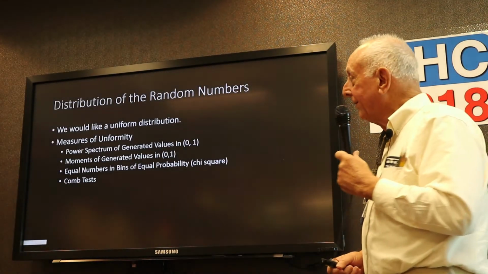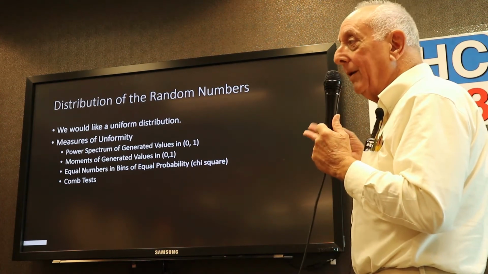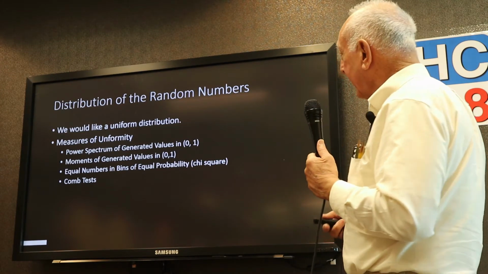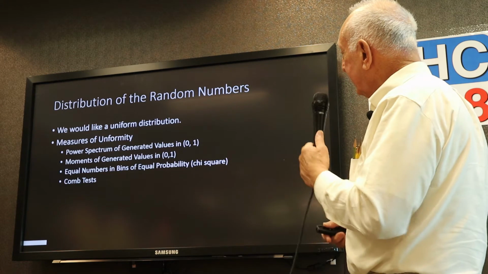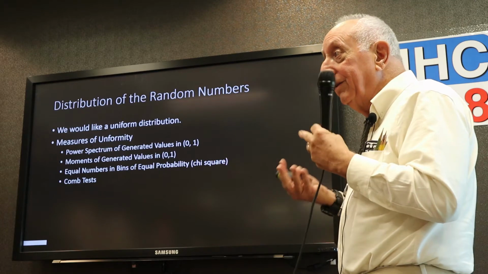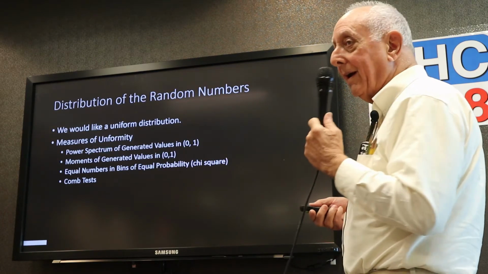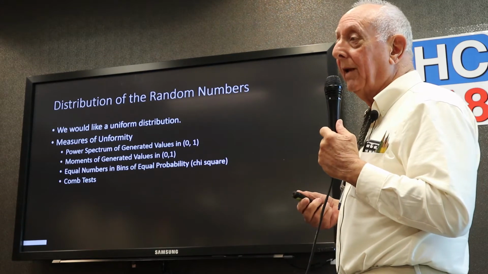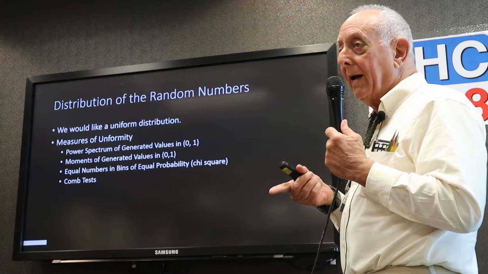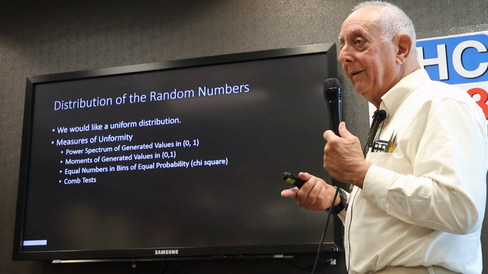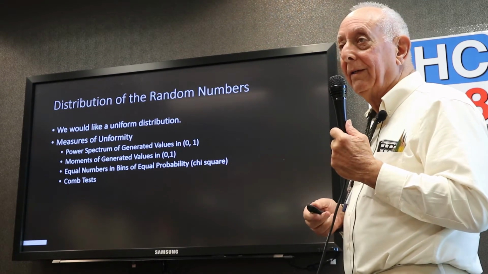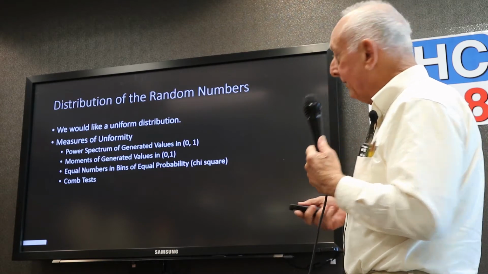So what's the main thing we want? We want uniform distribution. And there's different ways we can quantify that: power spectrum, moments, equal numbers in bins. And then there's something I call a comb test. Basically in a comb test, you multiply your generated random number by some large integer, say 1,000, and then you take the fractional part of what's left. So you're only looking at the least significant digits.